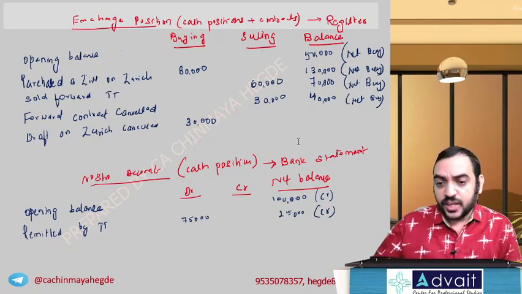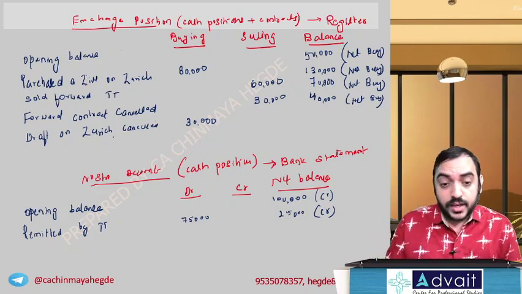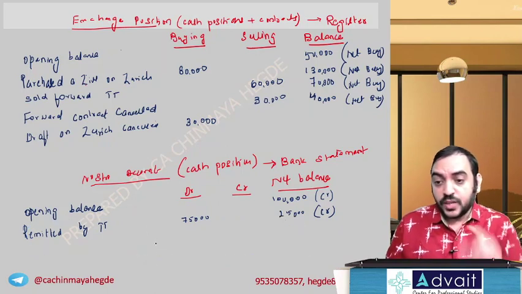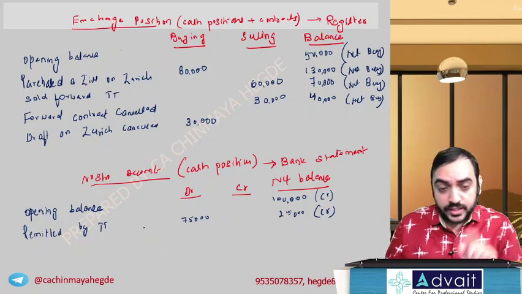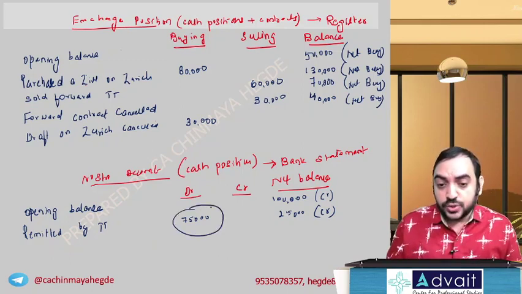Earlier 75,000 comes in both. Oh, correct, sorry, you're right. Earlier 75,000 should come. I missed it. The 75,000 should come in both the places. I'll write it now. You're right, the 75,000 should come here also. So I'll write below this.